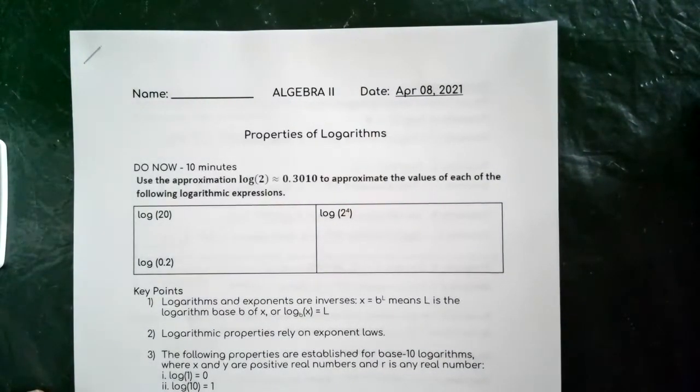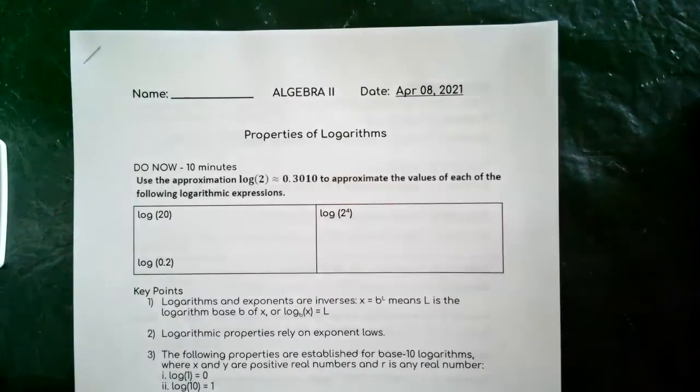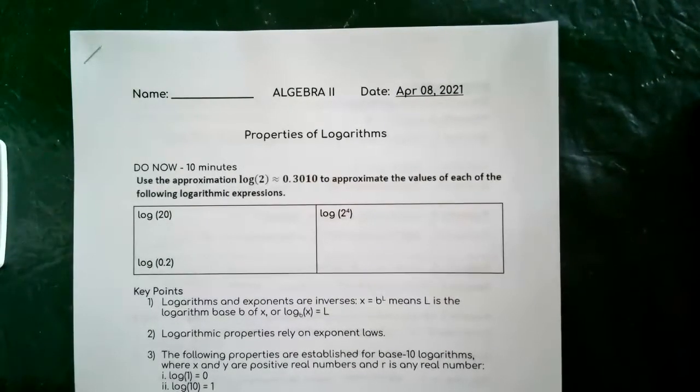Hello, everyone. Today we are going to talk about properties of logarithms. Before we go on with our lesson, let's do a few problems based on our last activity. We call it the do now activity. Use the approximation log of 2 is approximately 0.3010 to approximate the values of each of the following logarithmic expressions. So we need to find log of 20, log of 0.2, and log of 2 exponent 4.